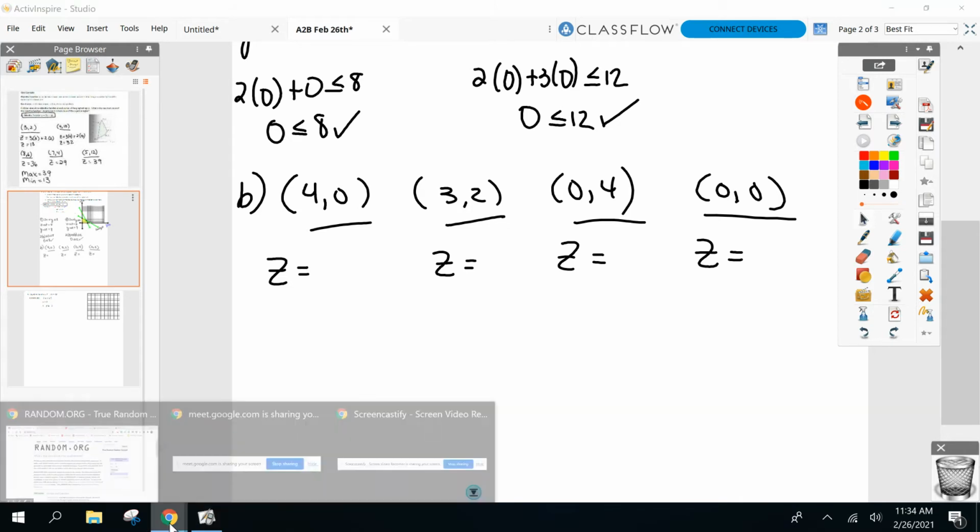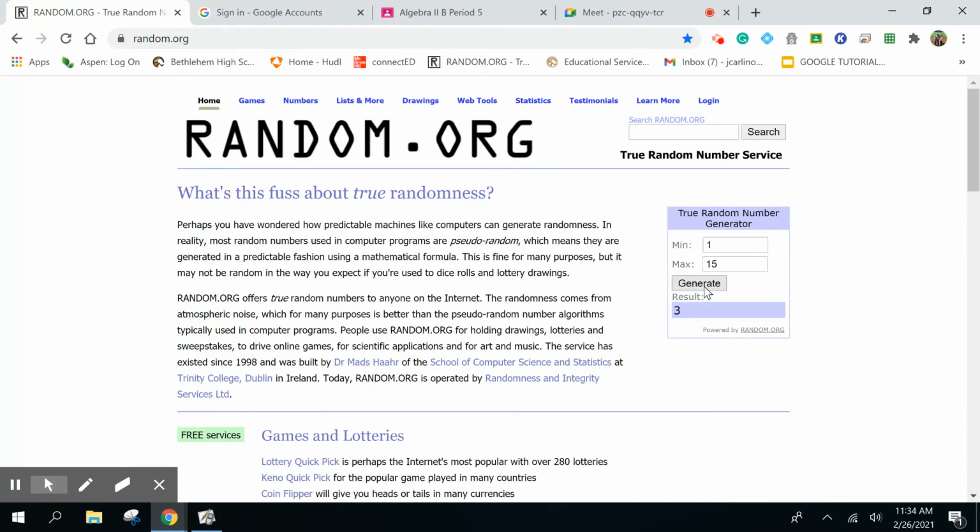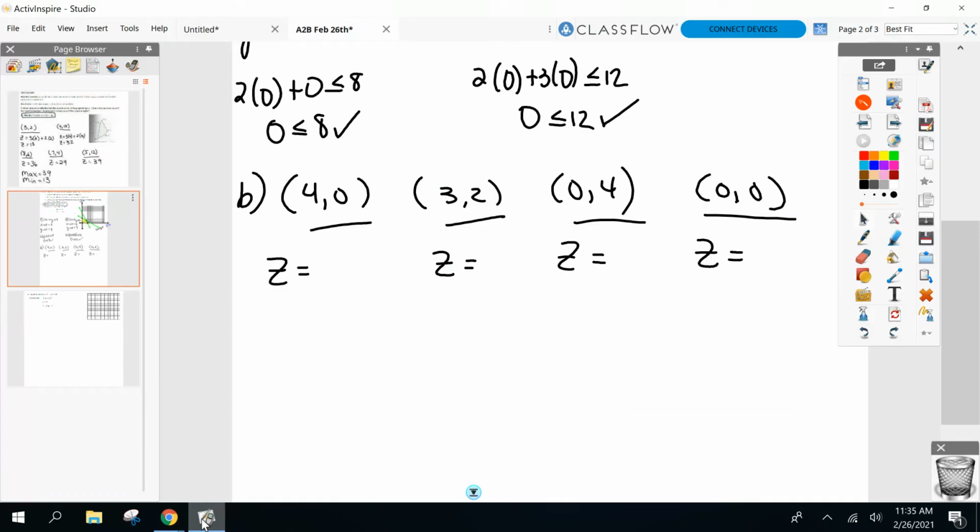All right, what do you got? What do you got for me here? There we go. Anna, here we go. Anna, 4, 0. What do you have for 4, 0? 8. 8, yep. 3, 2. 12. 8. 12. How about 0, 4? 12. And 0, 0. 0.